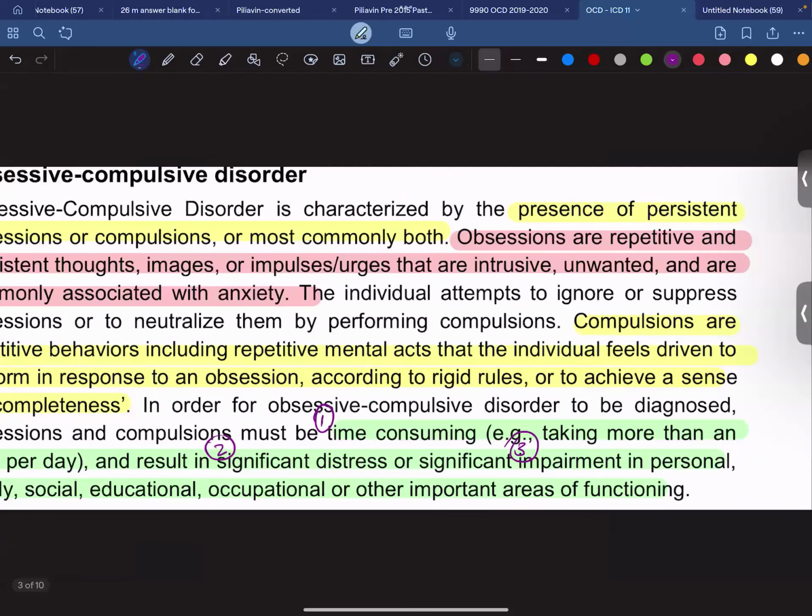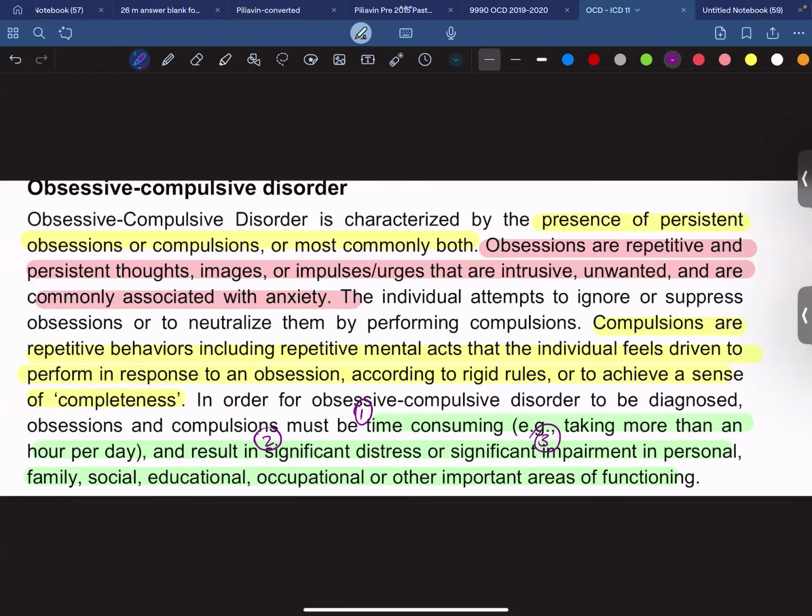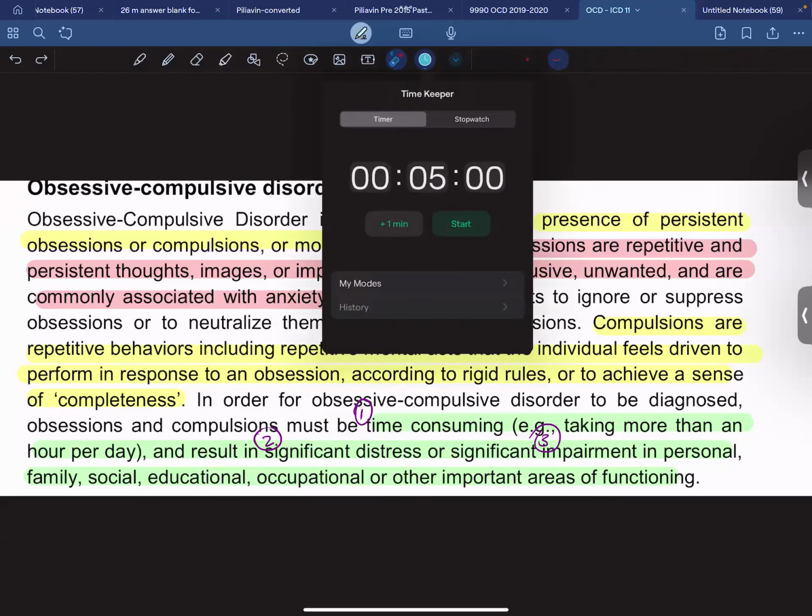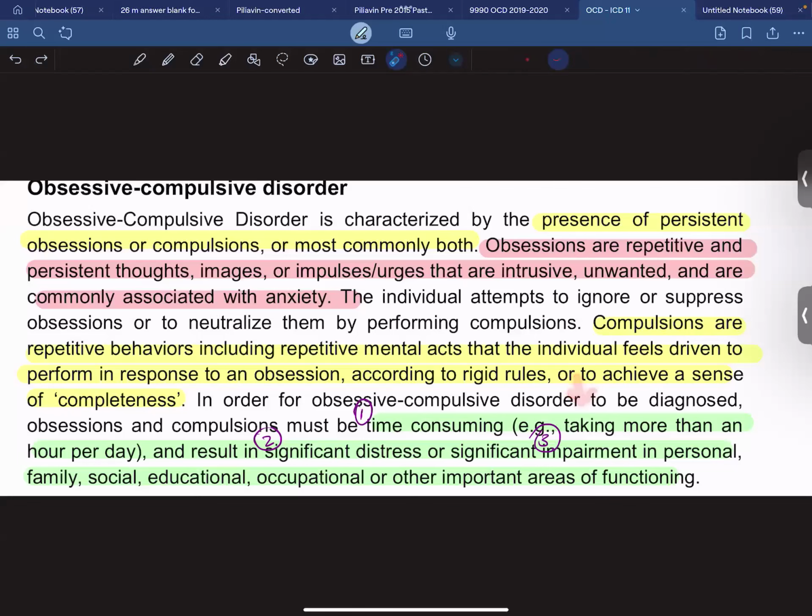Now, taking this ahead, let's move on to the diagnostic criteria. In order for obsessive compulsive disorder to be diagnosed, obsessions and compulsions must be time consuming. The first thing to keep in mind is that they must be taking more than an hour per day. So that's the first checkpoint. Number two, they result in significant distress or significant impairment in personal, family, social, educational, occupational, or other important areas of functioning.